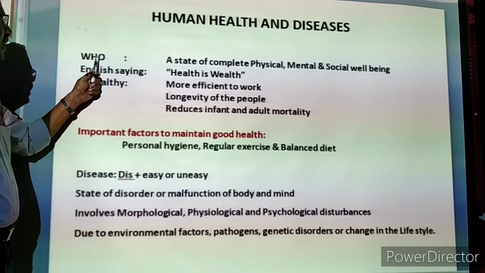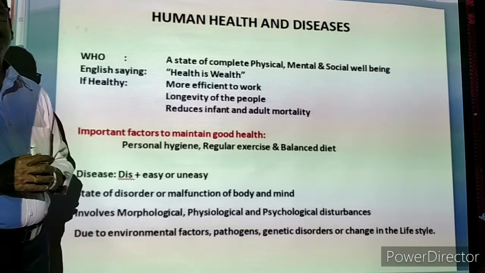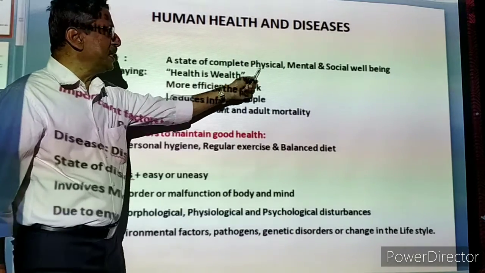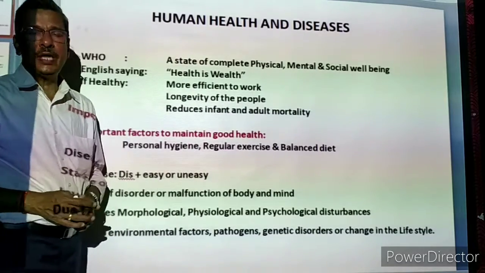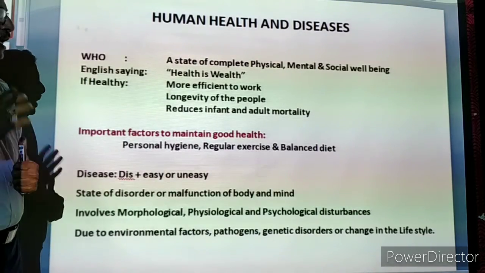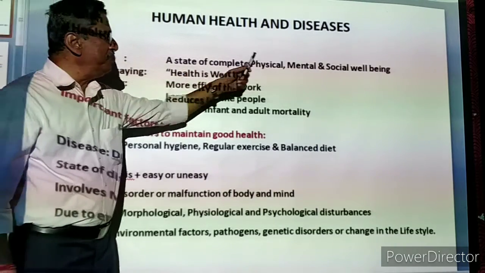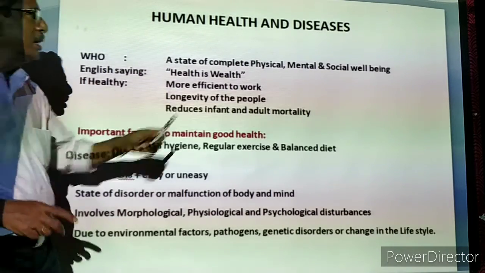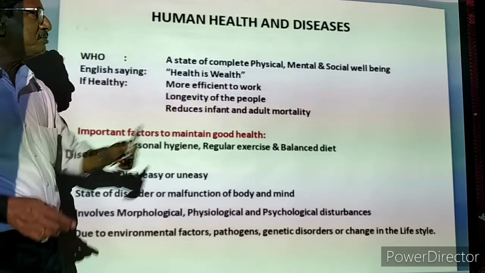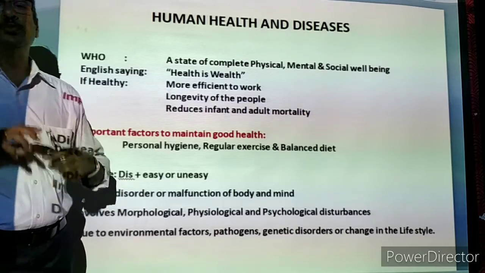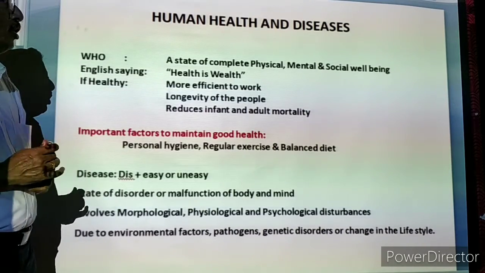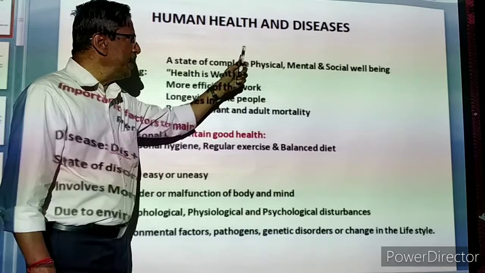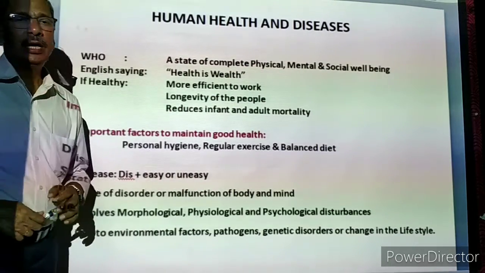Now, according to the World Health Organization, the definition of health is a state of complete physical, mental and social well-being. Being means here keeping our body in good condition. Physically we have to keep our body in good condition. Mentally our mind should be healthy. And socially we have to move very well with the society. That is the definition of health according to the World Health Organization: a state of complete physical, mental and social well-being.